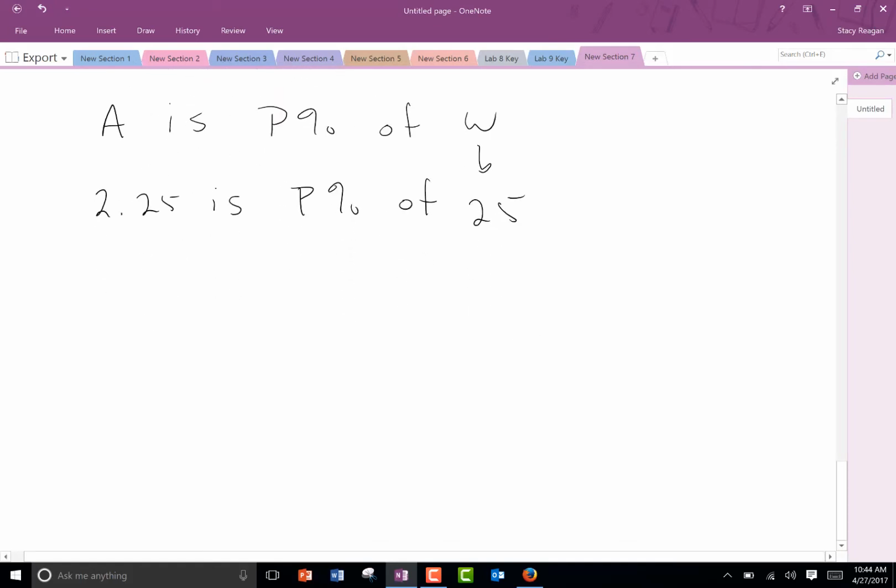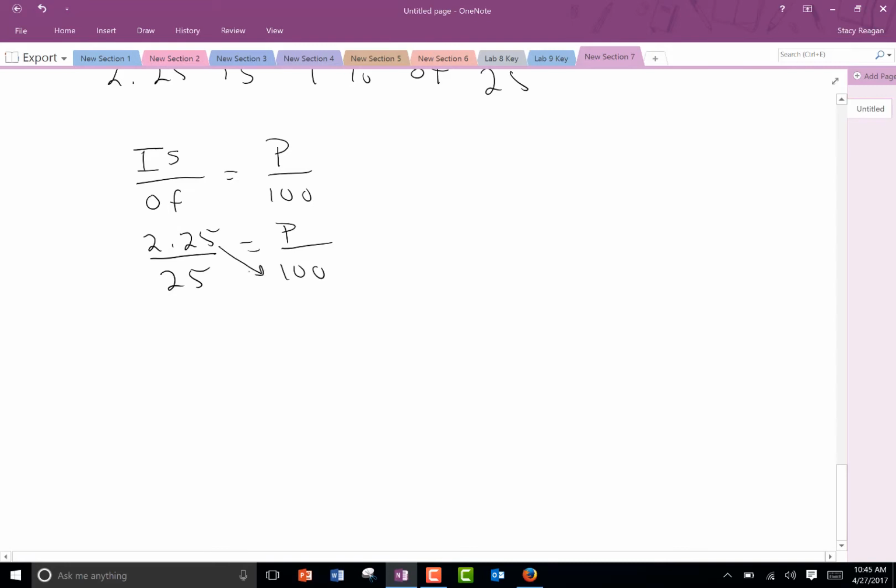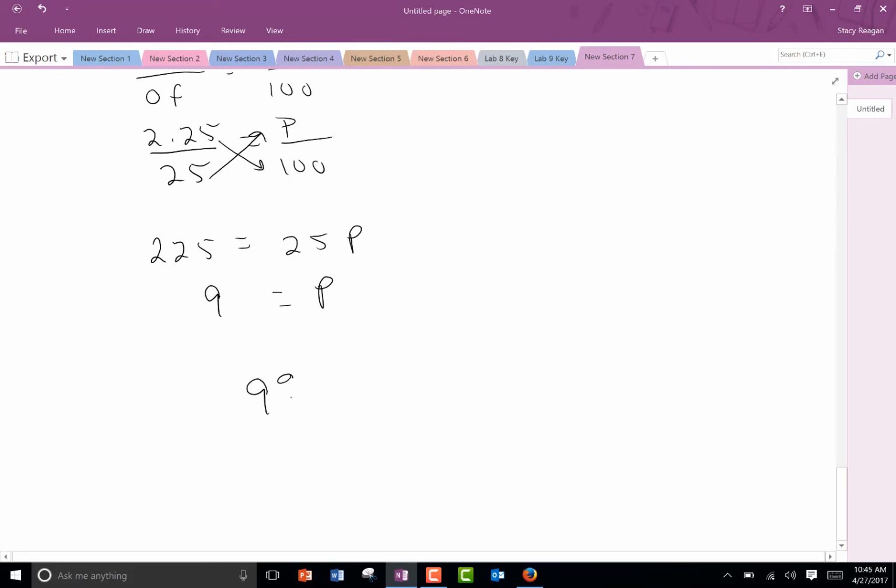So I'm going to go over here and I'm going to check is over of equals P over 100. I don't know the percent, so I'm going to leave it as a P. I could put an X there if I wanted to. Find the word of, that's the 25. Find the word is, that's the 225. So $2.25 times 100 is 225. 25 times P is 25P. Divide both sides by 25, and I get 9. So this is telling me that the tax rate is 9%.